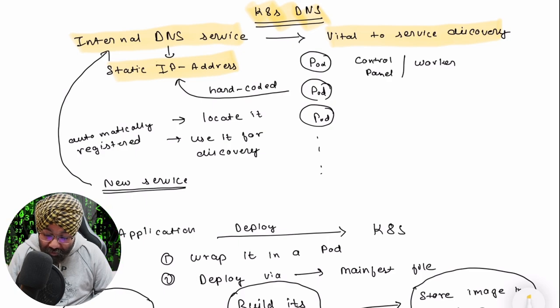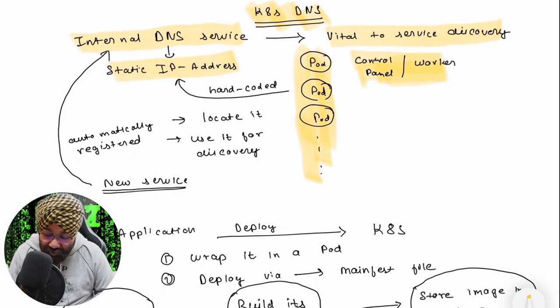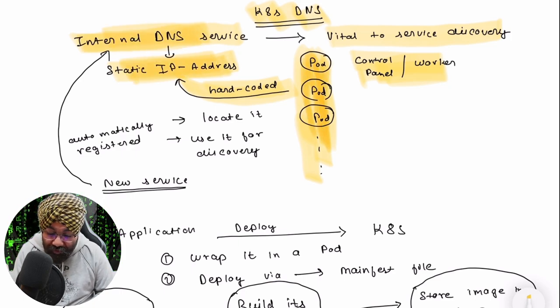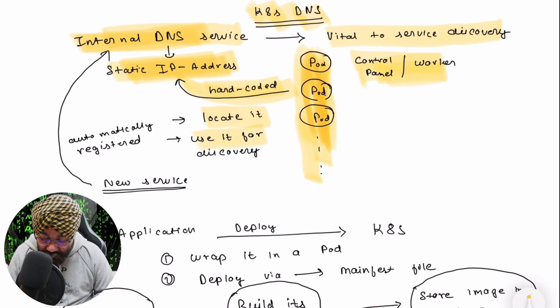And then your cluster will contain many pods. Some of these will be on worker nodes, some on the control plane. Whatever it may be, this static IP address of the DNS service will be hard coded into all these pods. Why will it be hard coded? So that all of the pods can automatically locate it without facing any problem, and they can use it for service discovery. If they want to call any other service or integrate with another service, they can find the address of that service using this internal DNS service.